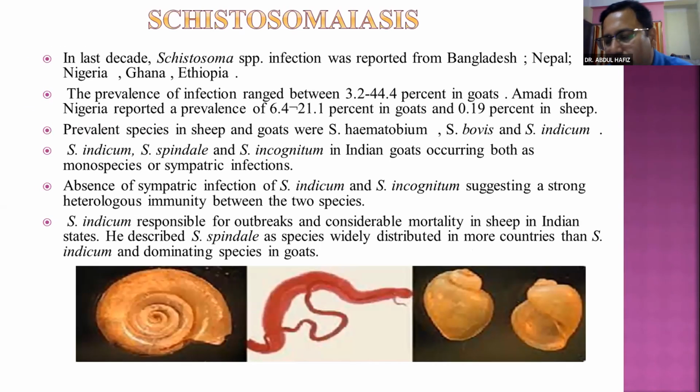Again, another disease is schistosomiasis. It is a very common chronic problem nowadays in developing countries or African countries also, Bangladesh, Nepal, Nigeria, Ethiopia, Ghana, like that. In our country also it is available in some areas: Schistosoma indicum, Schistosoma spindale, Schistosoma incognitum. These are the parasites mainly causing it, and it is a snail-borne disease, with the snail as the intermediate host.